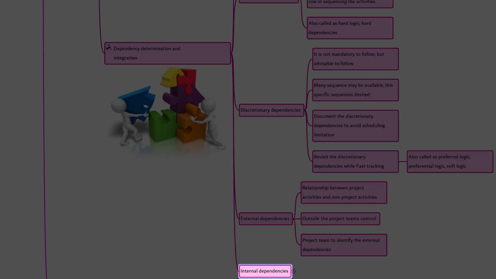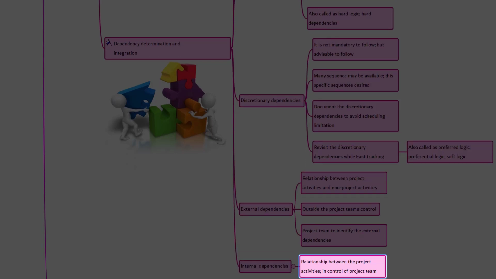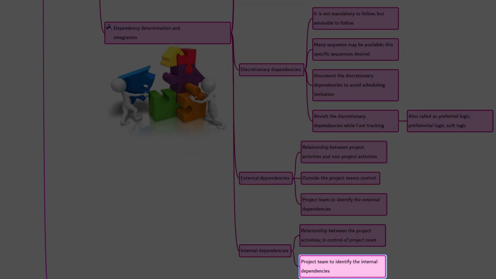Let's talk about the internal dependencies. Internal dependencies involve a precedence relationship between project activities. They are generally inside the project team's control. For example, the team cannot test a machine until it's assembled. The project management team determines which dependencies are internal during the process of sequencing the activities.